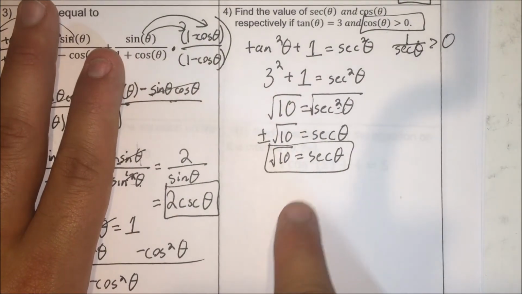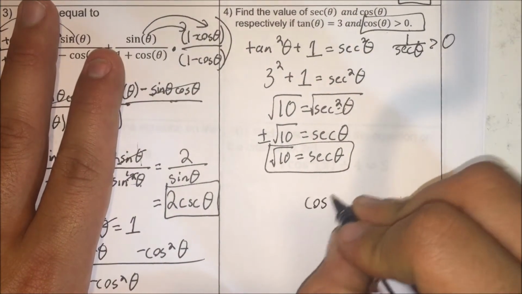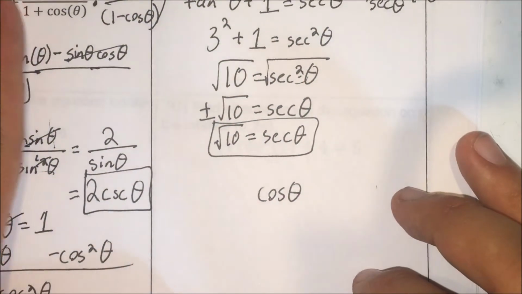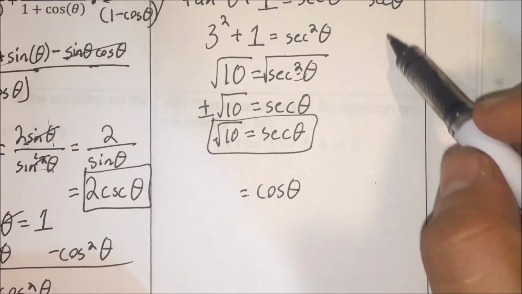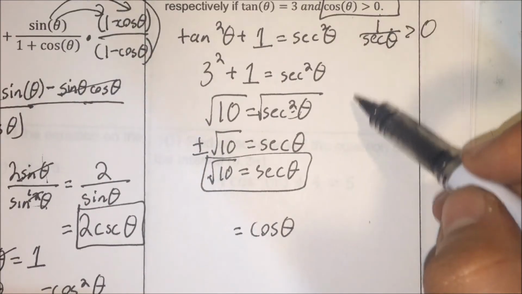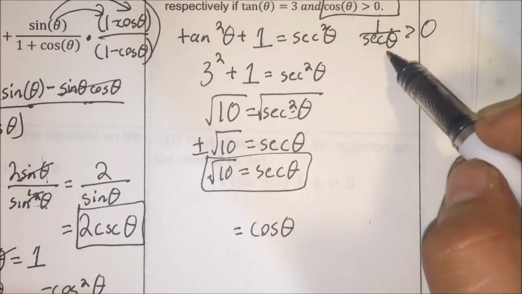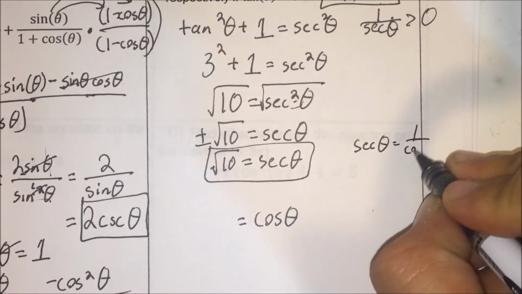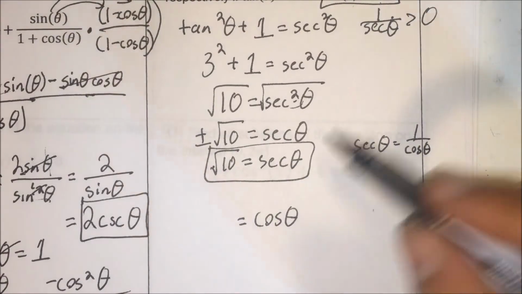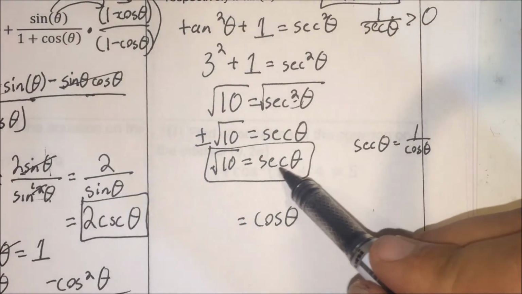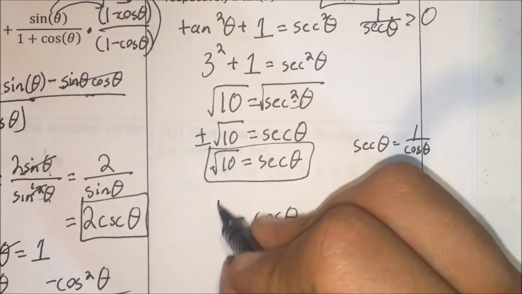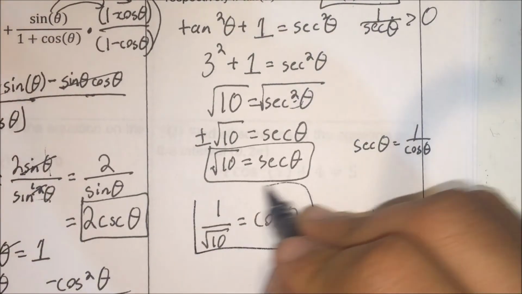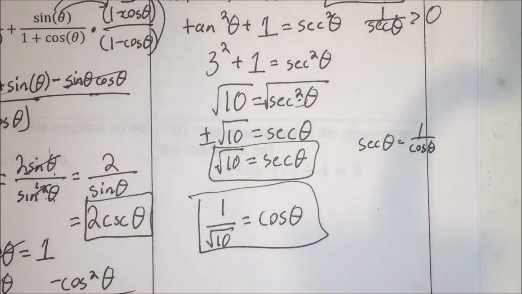And again, if I want to find cosine, which is the other one I'm asked to find here, we really don't need to fret, because secant is just 1 over cosine. So we can just use the reciprocal: the reciprocal of the square root of 10 is 1 over the square root of 10. And we already know that it's positive, so those two are our answers there.